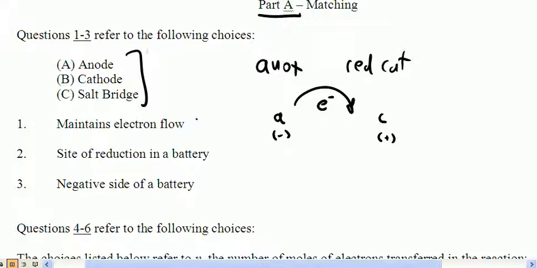Maintains electron flow. That's the salt bridge. Side of reduction in the battery. Reduction happens at the cathode. You also see the cathode is catching the electrons. So that's going to be B. The negative side of the battery, we already identified that as the anode. That is A.